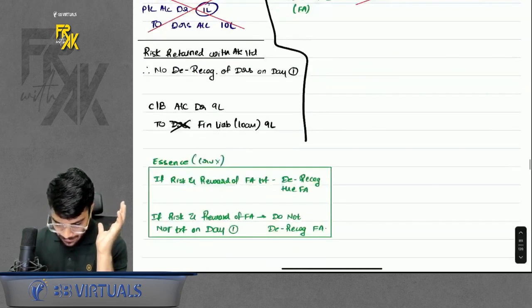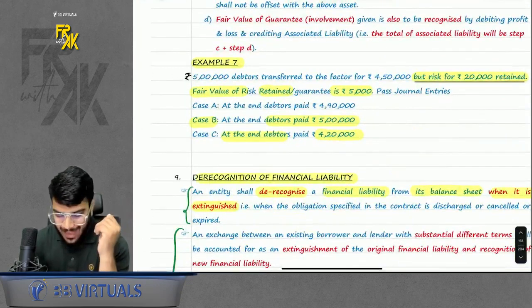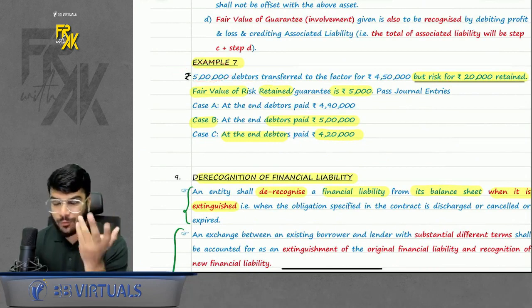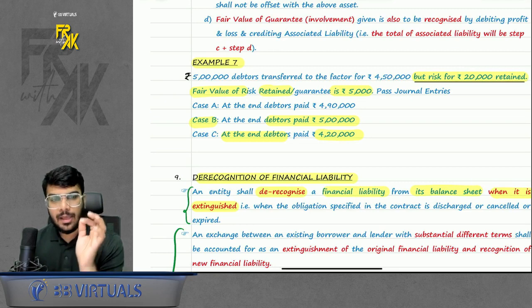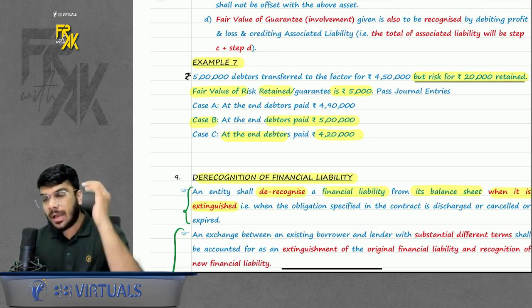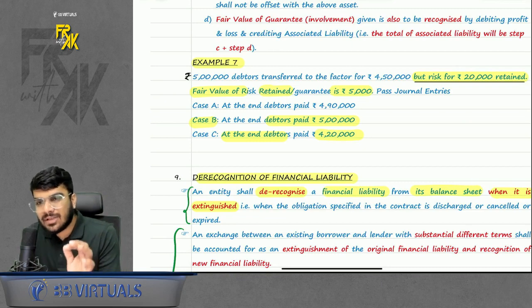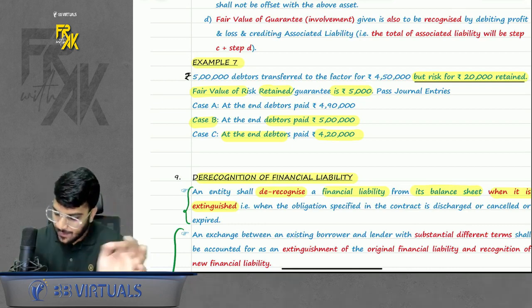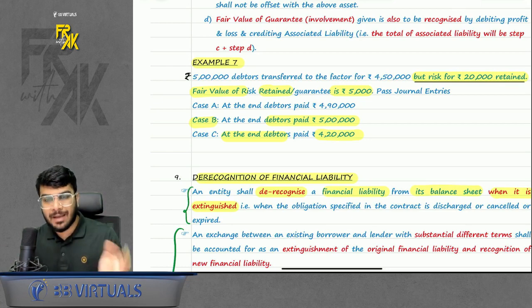For example, in case you remember, we discussed one example for this as well. Let's say I have debtors worth 5 lakhs. I sold it for 4,50,000, but I retained the risk up to 20,000. That means if the factor suffers a loss up to 20,000, I will reimburse him. But if the factor suffers a loss of more than 20,000, then it is a loss of the factor. Up to 20,000, we will reimburse the factor. That means we have retained the risk only up to 20,000. That is known as factoring with partial recourse.